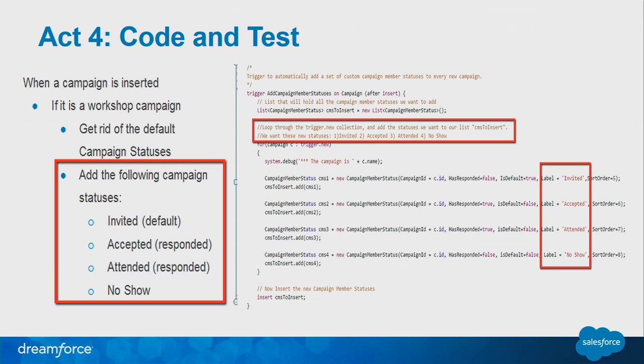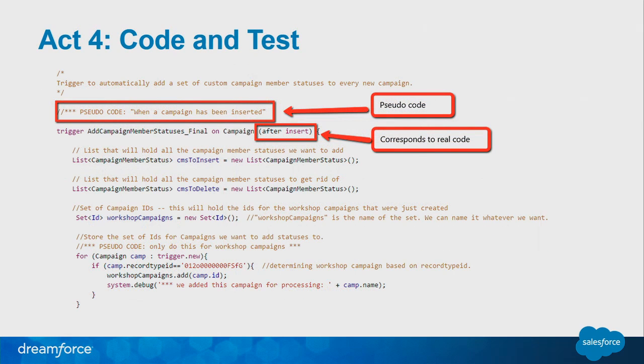Well, the pseudocode also says check if it's a workshop campaign. But I don't think that's in the code either, is it? Good catch. See, the pseudocode can remind you of your requirements. Okay, it's kind of making sense. So can we add those missing pieces? Yes, and I happen to have a version of the code I think will do the trick. Let's take a look at it.